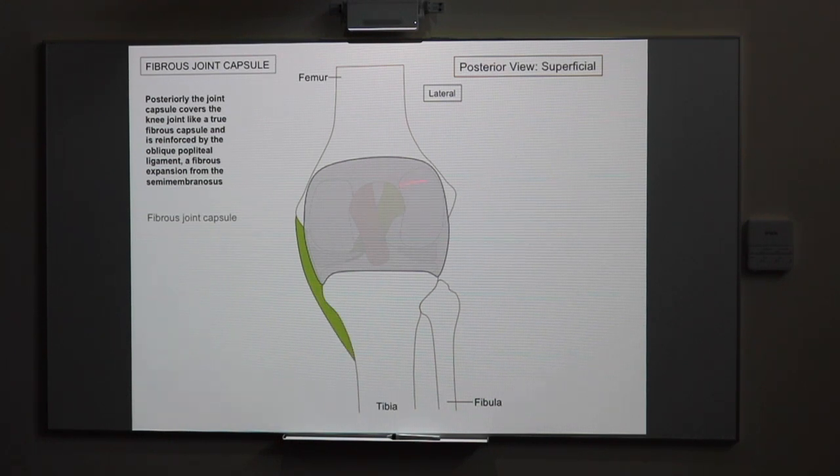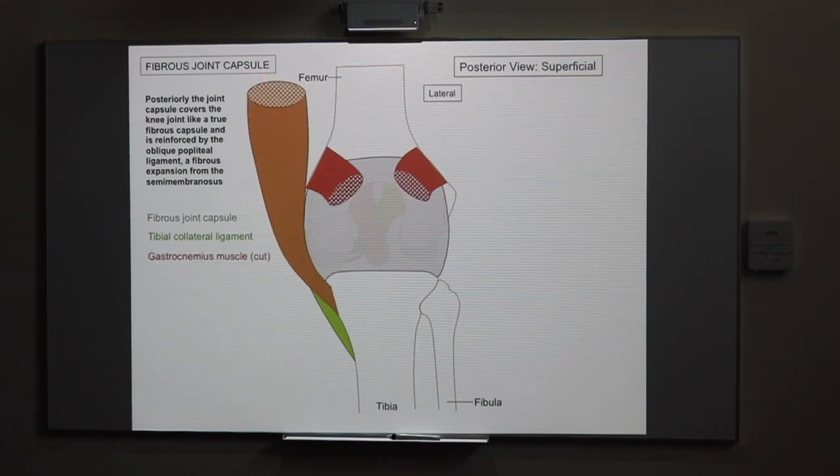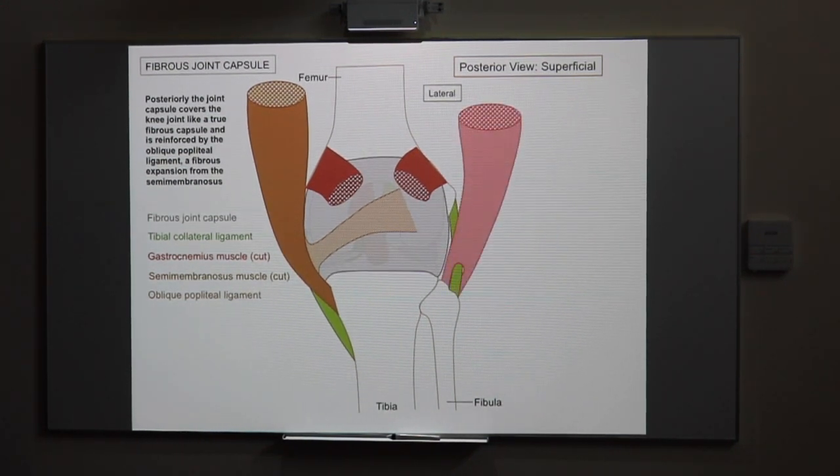So you are looking at the posterior capsule, the ligaments, and the gastrocnemius muscle. Who is this muscle? Semimembranosus. You are looking at the oblique popliteal ligament. And you are looking at biceps femoris. See that it doesn't go straight to the fibula, it splits over the fibular collateral ligament and overrides it. They are attached to a similar place, but because it overrides it, there is freedom for movement of this tendon and ligament in this place.